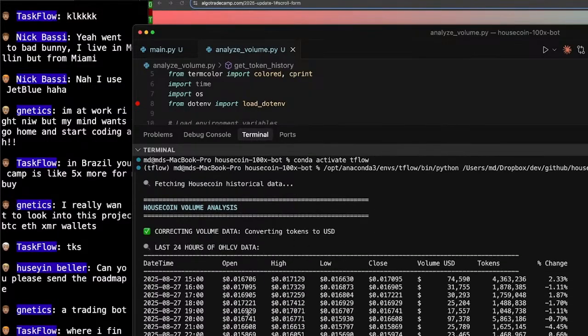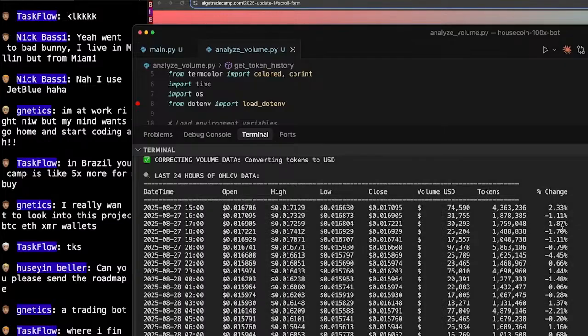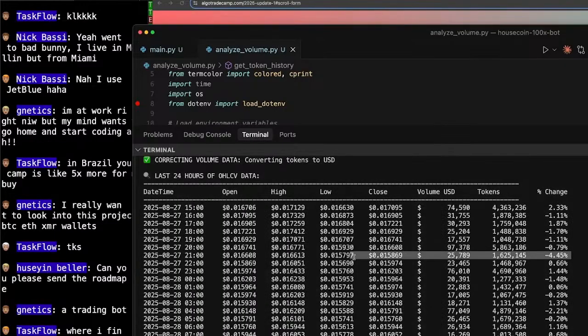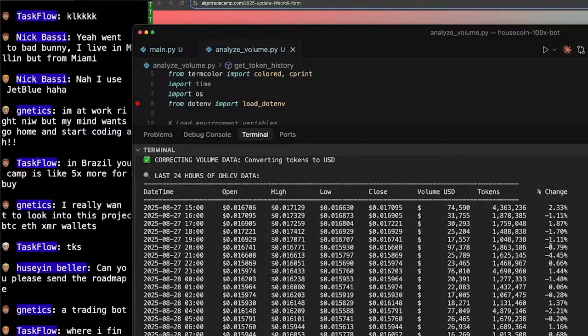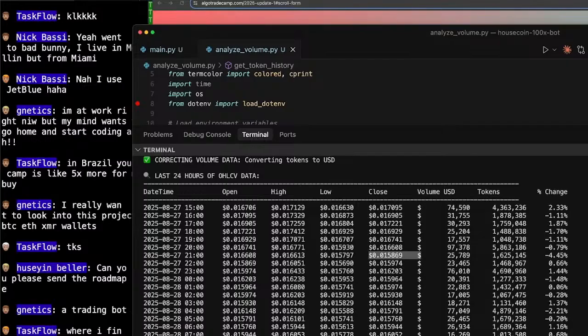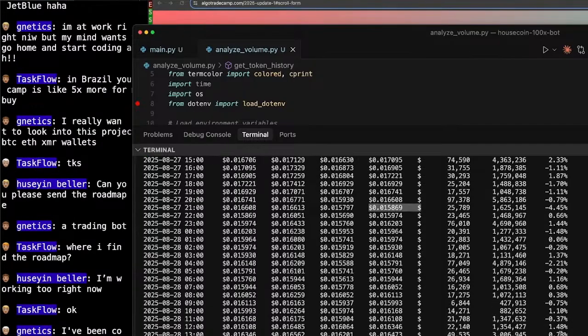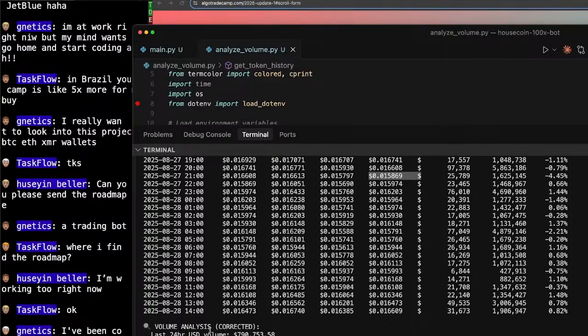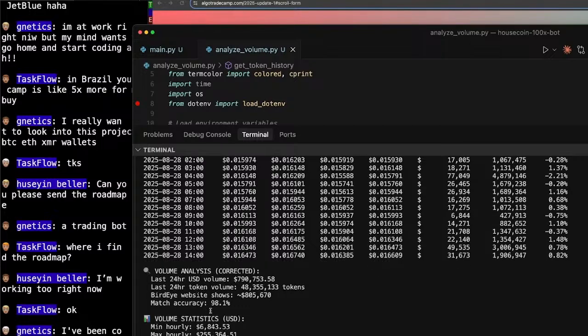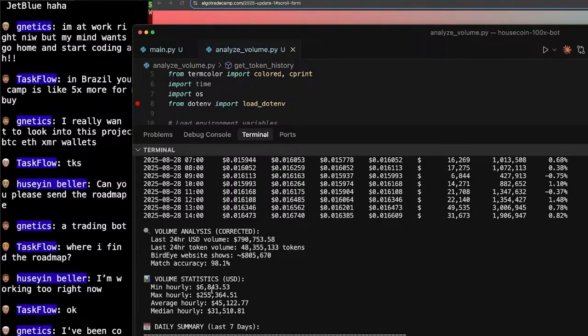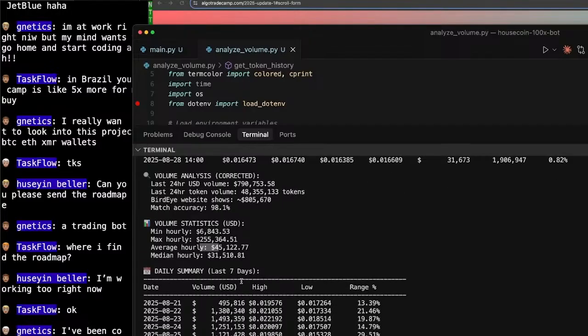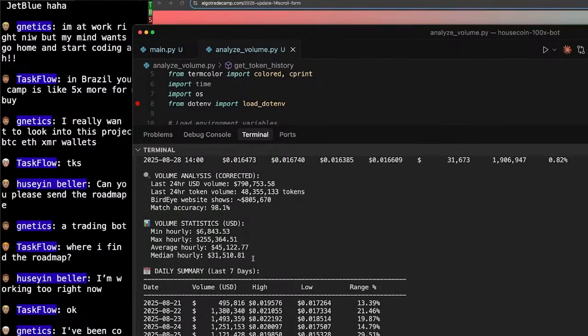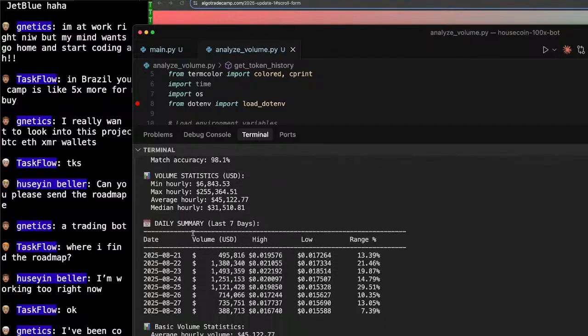So this is all the data here. You can see the hourly change. Okay, this is perfect. So we can see the percent change over hour. I want to do 3%. Volume analysis corrected. Okay, 24-hour volume, perfect. Birdeye shows that. Volume statistic, max per hour is 255,000. Median hourly 31,510. Okay, daily summary here.